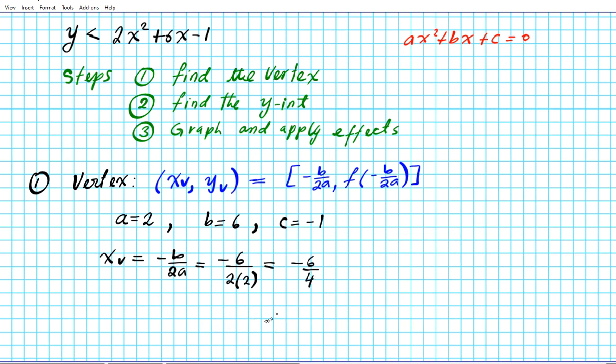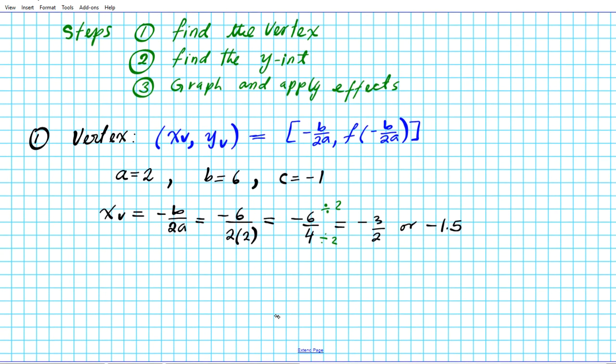Now this can be reduced. The greatest common factor of 6 and 4 is 2. So we divide numerator and denominator by the greatest common factor, and that yields negative 3 over 2. Or you can write this in decimal format, which is negative 1.5. Okay? There goes the x coordinate of our vertex.